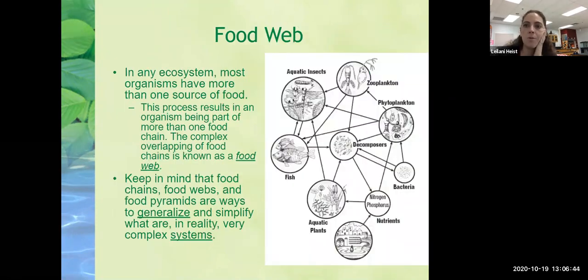And then lastly, our food webs. In any ecosystem, most organisms have more than one food source. You don't eat just one thing. Neither do fish and other animals. They eat lots of things. And so we can combine a food chain into a food web to try to show some of the more complexity that is true of real life.